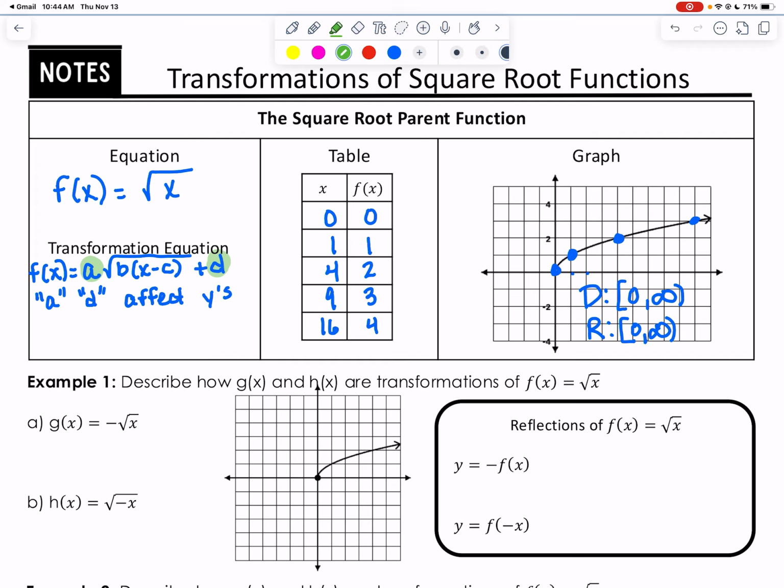Now, our coefficients that are on the inside of the square root symbol, the b and c, they will affect the x's. So b and c will only affect the x values. And that's going to be important in our examples to come. Now, a lot of this is going to feel like review to you because you've already experienced transforming quadratic functions, linear functions, and absolute value functions. So once you get used to the square root function, it is going to feel very familiar.